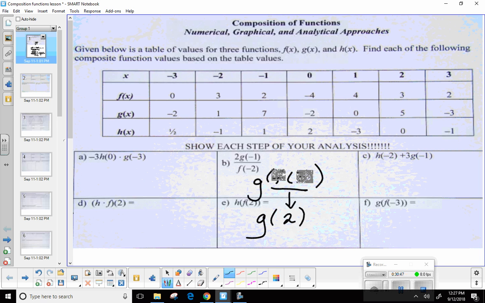But see, I'm going to plug that directly into the next function. So now I want g of 2. Okay. And let's see. Alistair? Oh, she says 5. Is she right? G of 2, 5. Perfect. That's it. That's all there is to it. That's composition of functions.